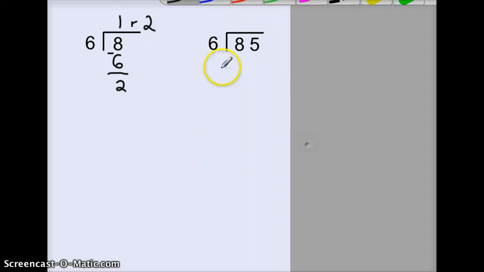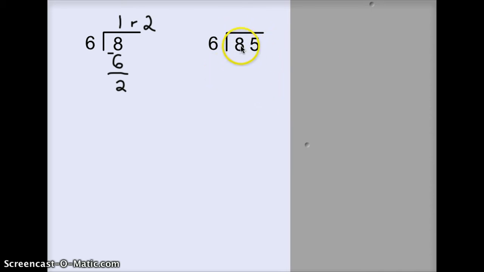We're going to do 6 into 85. Now, in this case, 85 is a 2-digit number. You need to understand that the 5 is in the ones column, and the 8 is in the tens column. So that 8 really represents 80, because 80 plus 5 would be 85. So 5 is in the ones column and 8 is in the tens column, which represents 80.